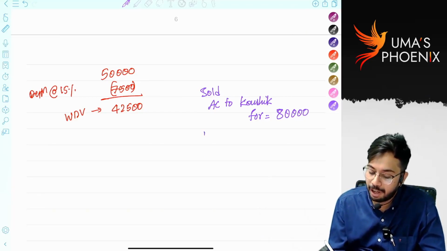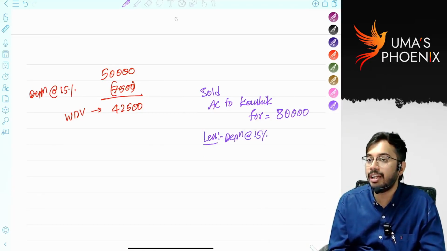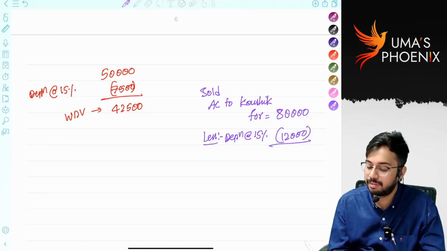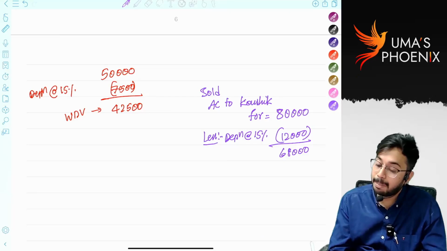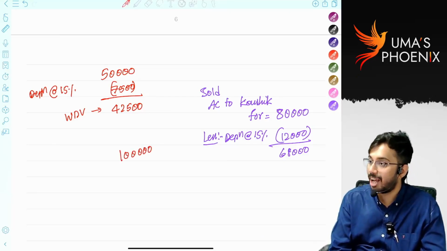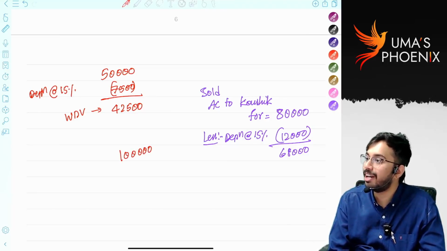So he used it for 1 year, less depreciation at the rate of 15%. How much? 80,000 into 15%, 12,000. Balance 68,000. Now I purchased it from Kaushik, the asset, for 1 lakh rupees. Now I wanted to claim extra depreciation. I purchased the asset from Kaushik for 1 lakh rupees.